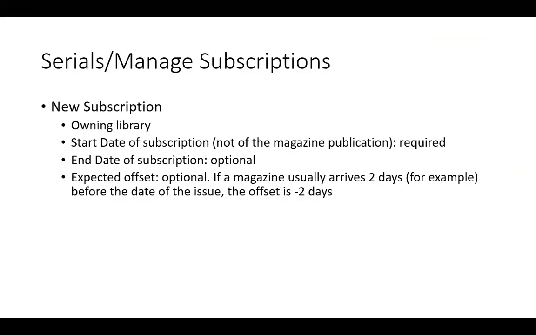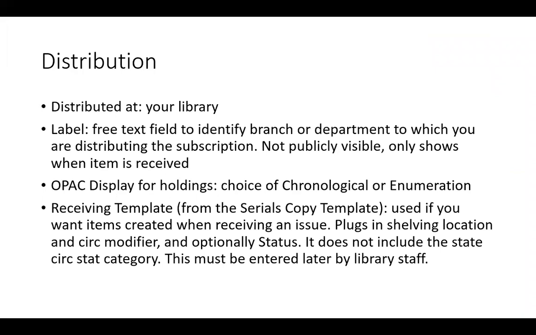So let me get to that slide. It's distributed at your library. If you're a multi-branch library, you'll have to figure out your branches and assign which subscriptions go into which branch. The label is a free text field to identify the branch or department where you're distributing the subscription. It's not publicly visible. It only shows when the item is received.